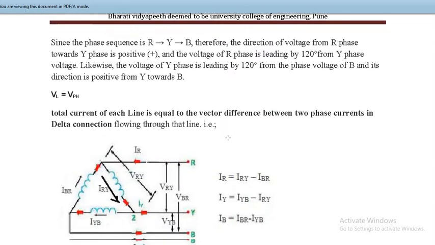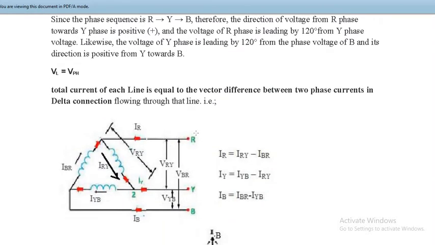Let us proceed further. Now if you see in this diagram, IR, IY and IB are shown as line currents. The current flowing from R to Y in the phase is called IRY, the phase current flowing from Y to B is named IYB, and the one flowing from B to R is named IBR. So this is a circulating current, and you should maintain the direction: IRY like this, IYB like this, and IBR like this.